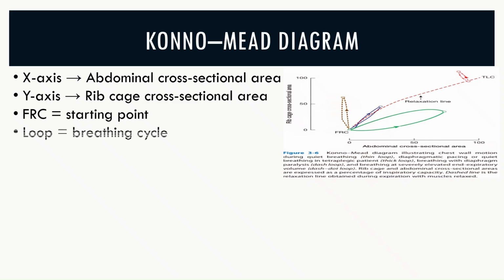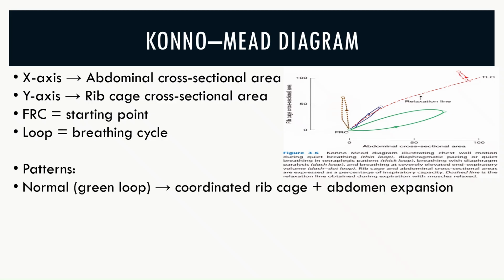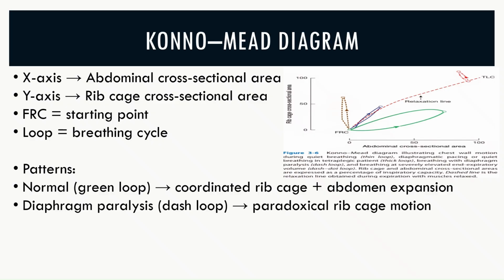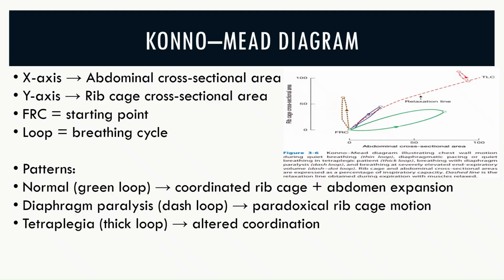In normal breathing, the loop is elliptical, indicating coordinated expansion of both ribcage and abdomen during inspiration, followed by passive return during expiration. In diaphragm paralysis, the pattern changes significantly with reduced abdominal expansion and paradoxical ribcage movement, reflecting loss of diaphragmatic contribution. In quadriplegia, the loops become altered due to loss of intercostal muscle function, leading to abnormal chest wall mechanics.